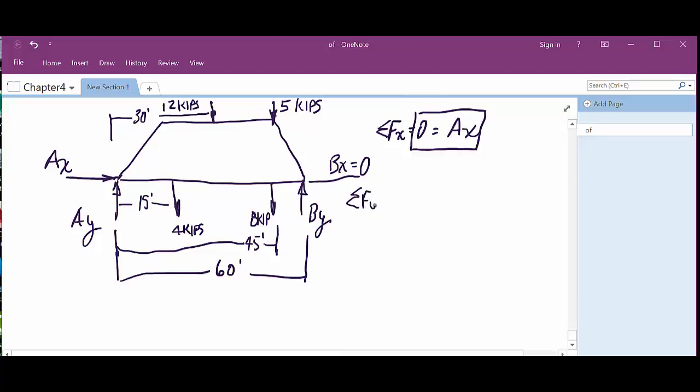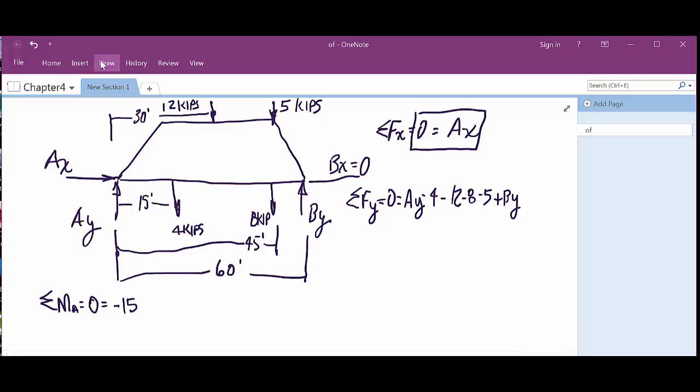Sum the forces in Y. We've got AY minus 4 minus 12 minus 8 minus 5 plus BY. Too many unknowns. Sum the moment at A. Always label that with A or B depending on where you're coming from. Negative 4, I was looking at distance. 4.